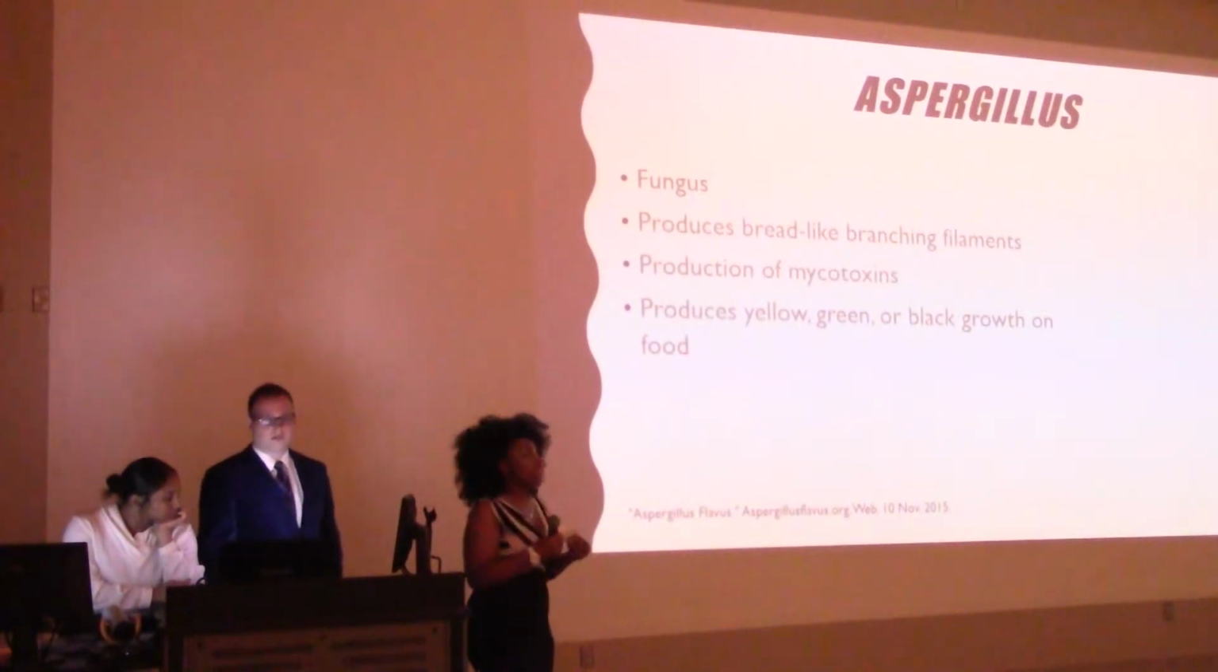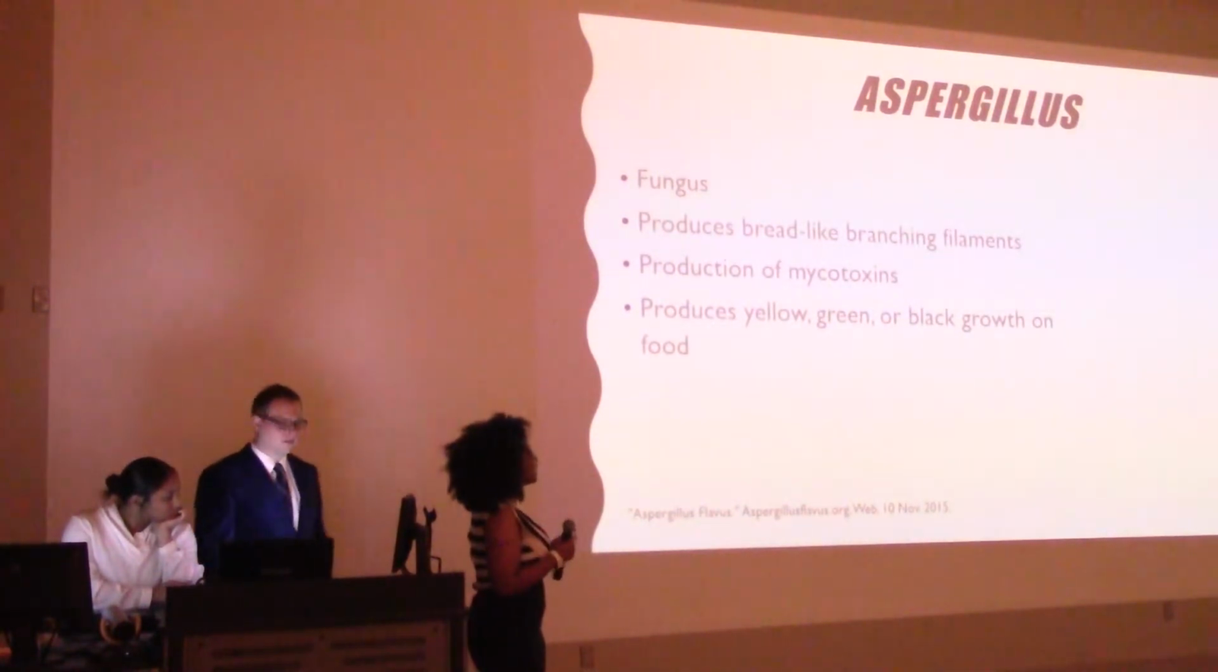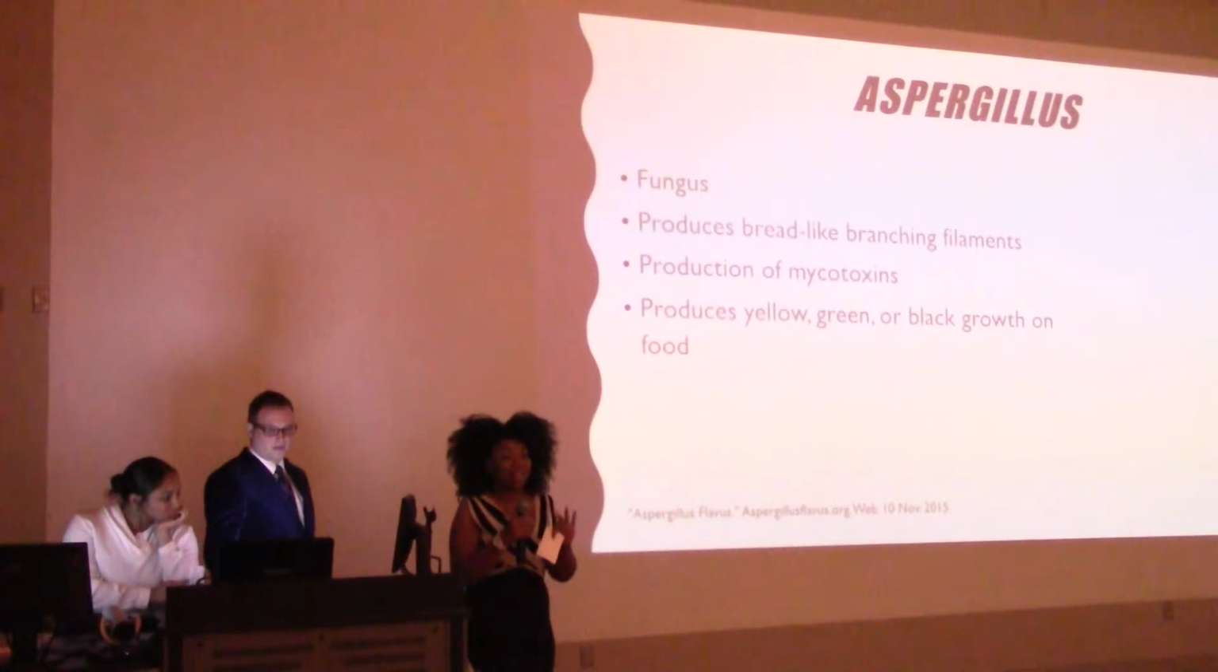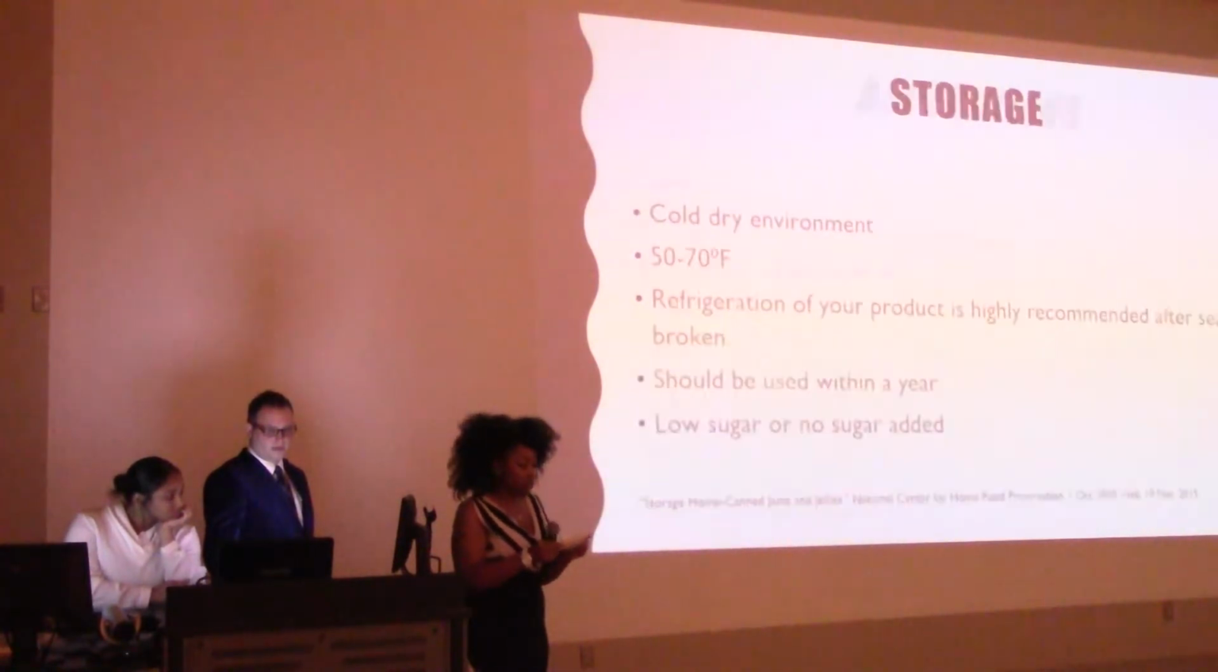One mold that can affect jam is aspergillus. It produces bread-like branching filaments. It also produces mycotoxins, and it produces a yellow, green, or black growth on the food product.